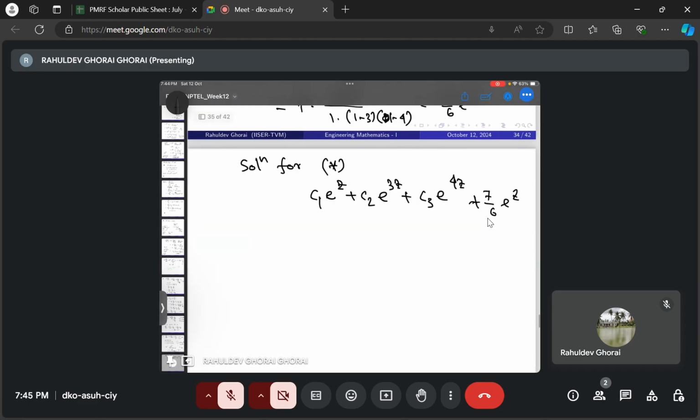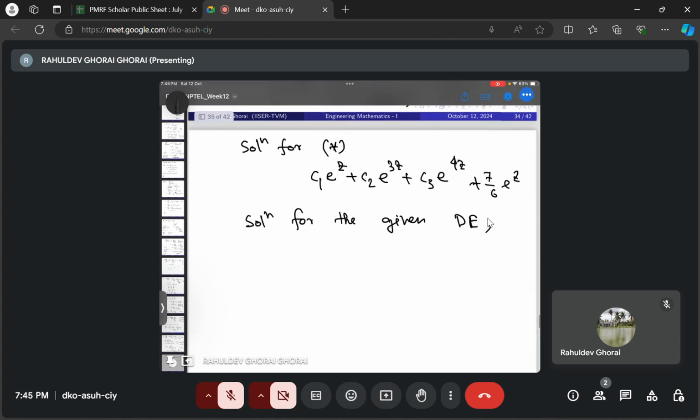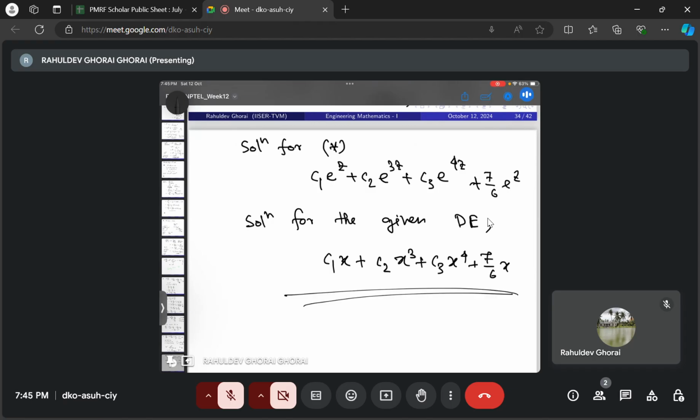So the solution for the given differential equation will be c1 e to the power z, which is x, so c1x plus c2 e to the power 3z, which will be x cube, plus c3 x to the power 4 plus 7 over 6 x. So this is your ultimate solution.